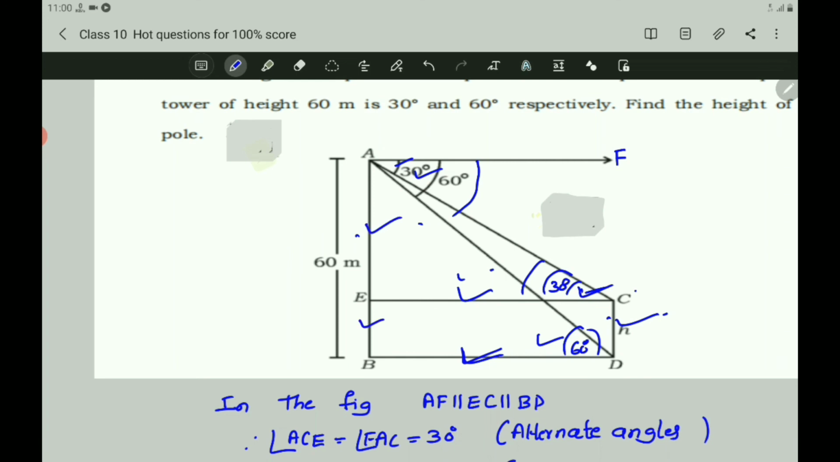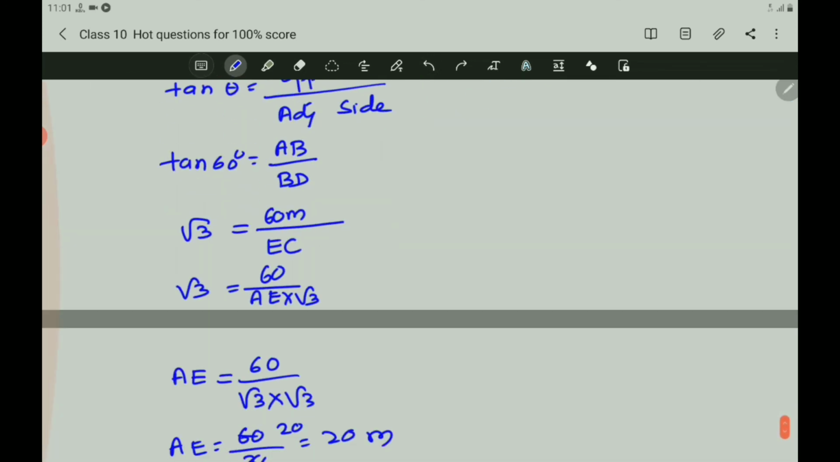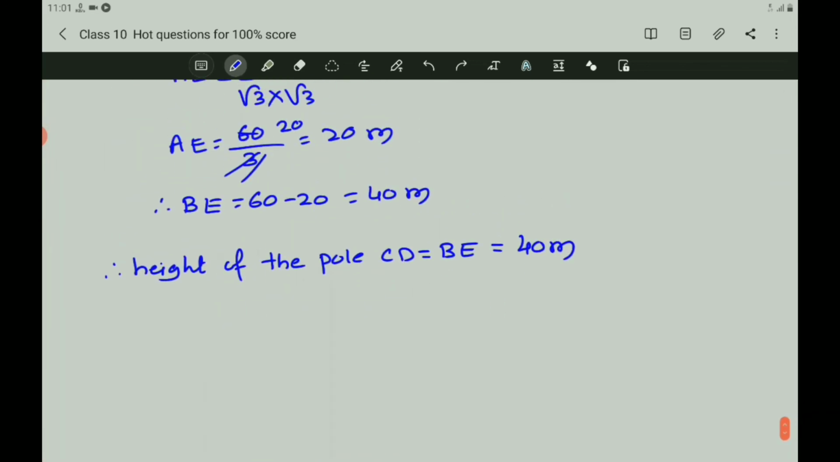To get the value of AE, what we have done is taken these two triangles and applied the trigonometric ratio, that is tan 30 degree and tan 60 degree. Also one thing we have to consider, the EC and BD are same, as these two are parallel to each other. So they must have the same measurement. In this way, we got the height of the pole, that is 40 meter.